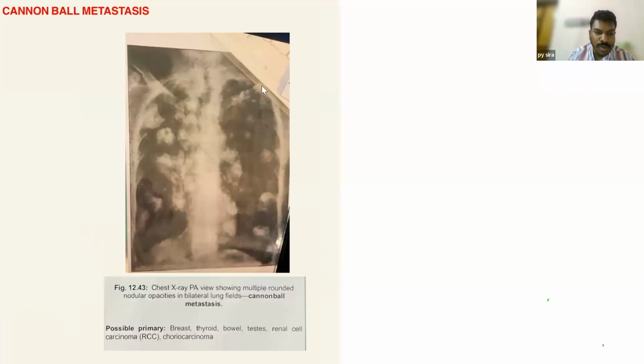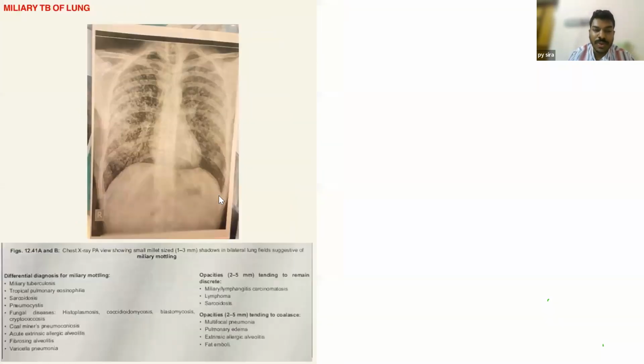The next thing is, you can see here this is an X-ray. Okay, in this X-ray, an overexposed X-ray, bilaterally you get a lot of cotton wool like spots. These are called cannonball metastasis, usually seen in patients with tumor. Secondaries in the lung you can get, cannonball metastasis, which looks like cotton balls placed over the lung.